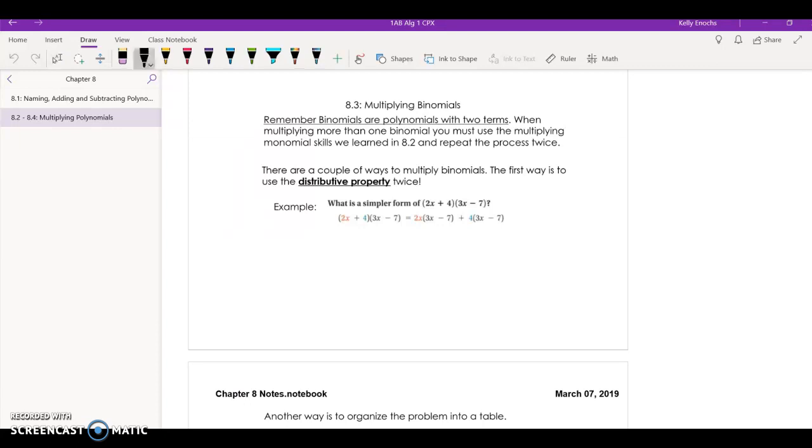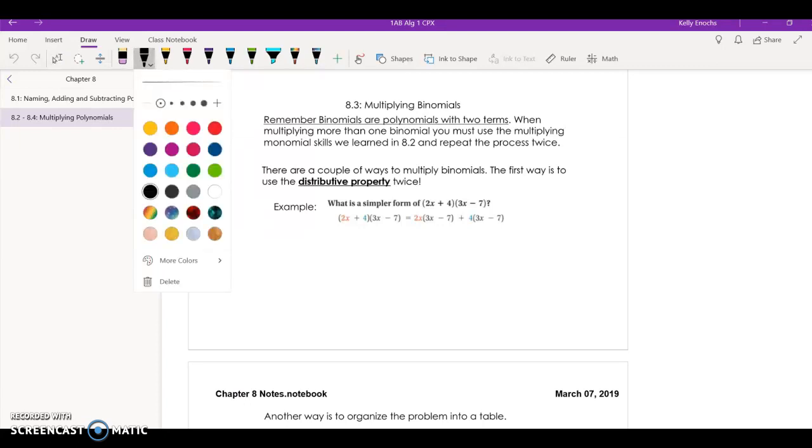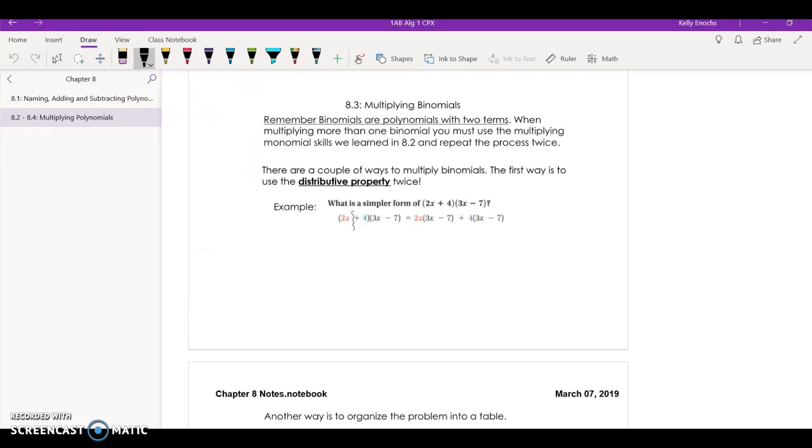So you can see in this binomial times binomial problem, the first thing I'm going to do is break up my first term and use this first monomial term times the second binomial. That's right here. So you can see 2x times that whole second parentheses. Then I'm going to repeat that process with the other binomial term, which would be the plus 4 times the whole second parentheses. So what I've done is taken my binomial times binomial and I've turned it into two monomial times binomial problems. So when we go through, we know how to do each of these.